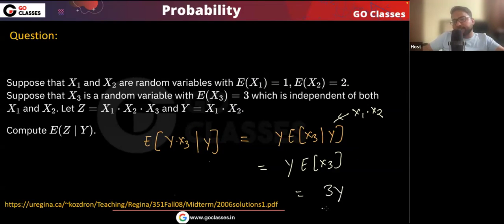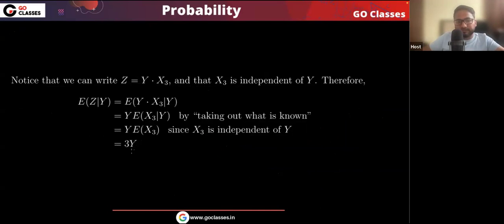So this is 3y. Depending on the value of y, I'm writing it as a function: if the y value is 1, then this is 3; if the y value is 2, then this is 6, like that. So we're taking out what is known, and then x3 is independent of y, so you can write it like this. They have also used y times x3. It doesn't matter. You can write x1 into x2 also in the same way that Sonam has done.